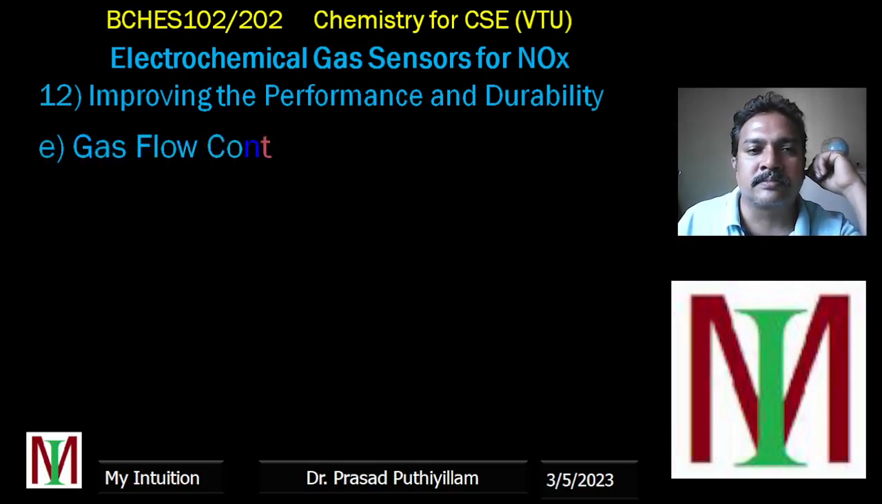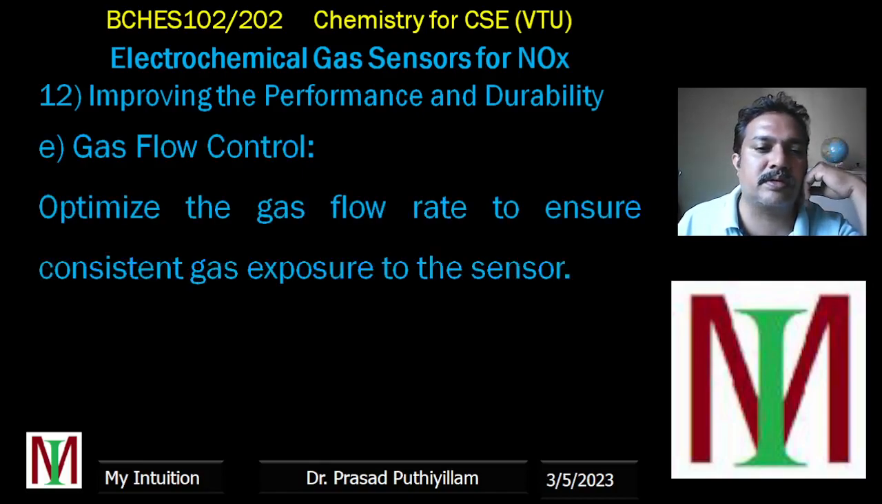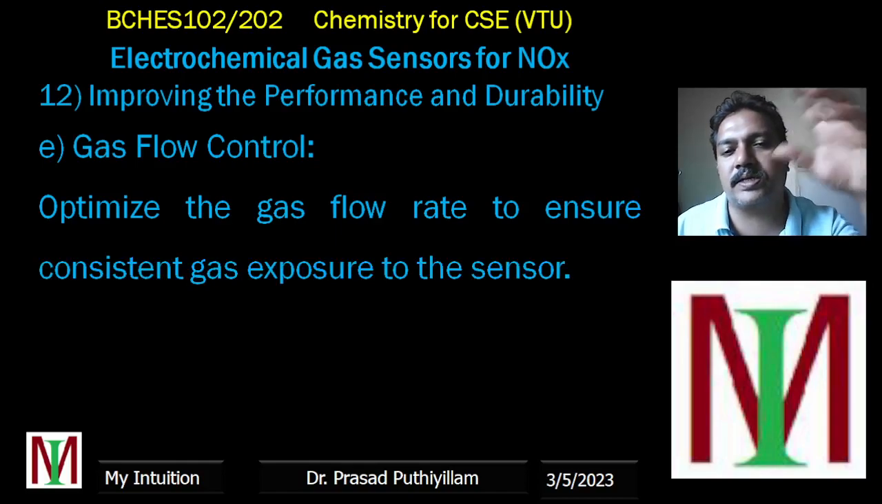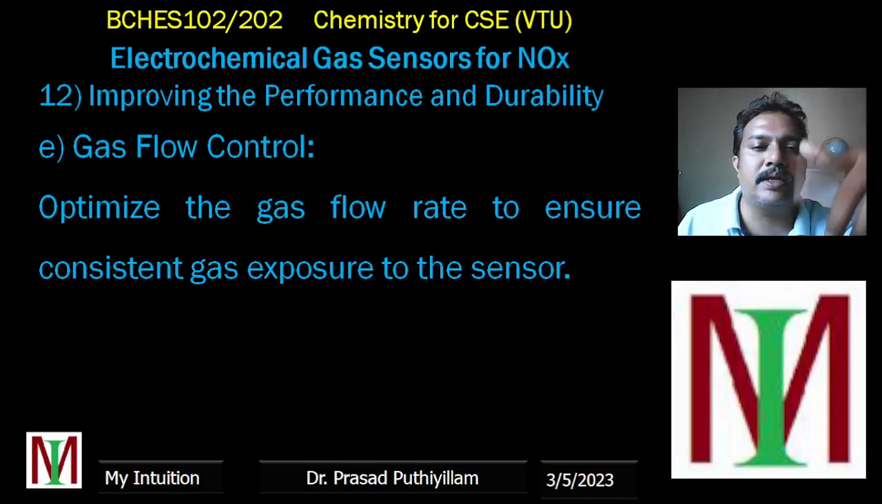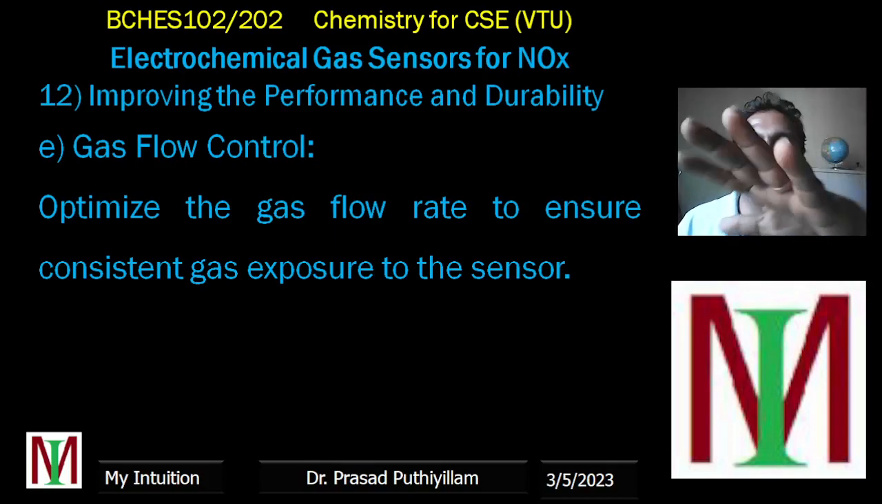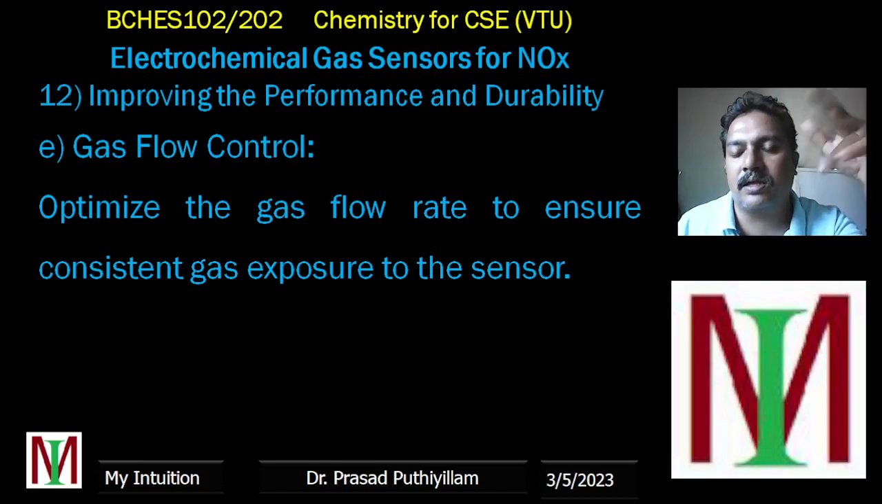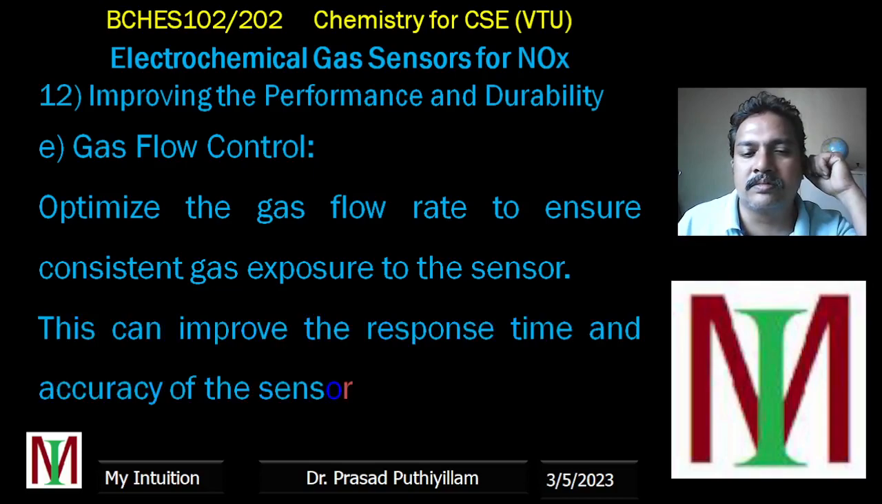Gas flow control. Optimize the gas flow rate to ensure consistent gas exposure to the sensor. That means wherever we want to apply it, make sure that there is a steady flow of gas so that any changes in the oxides of nitrogen can be detected easily. If there is no gas flow towards the sensor, then it is very difficult to give an accurate result. If the right gas flow control is there, then it will increase the response time and accuracy of the sensor.